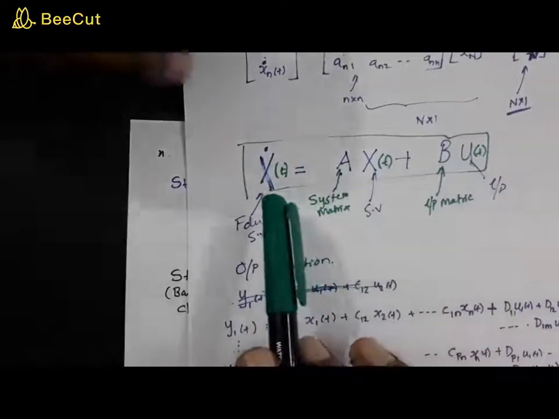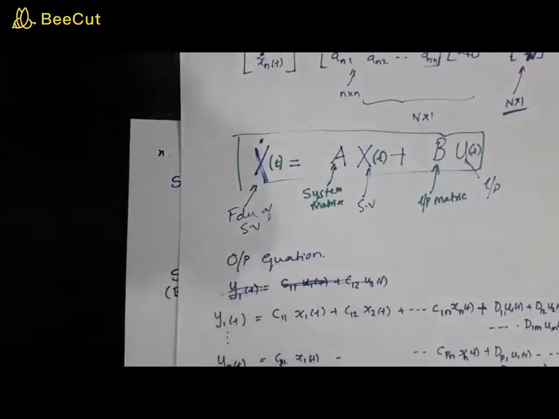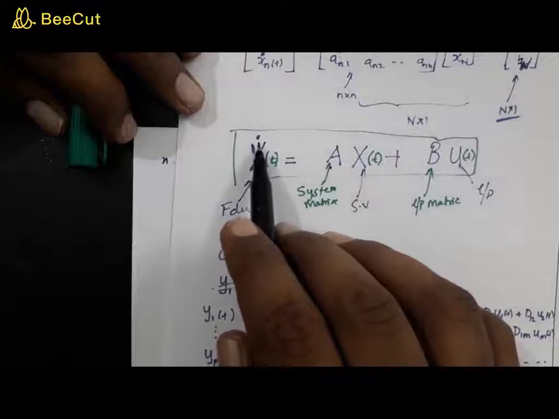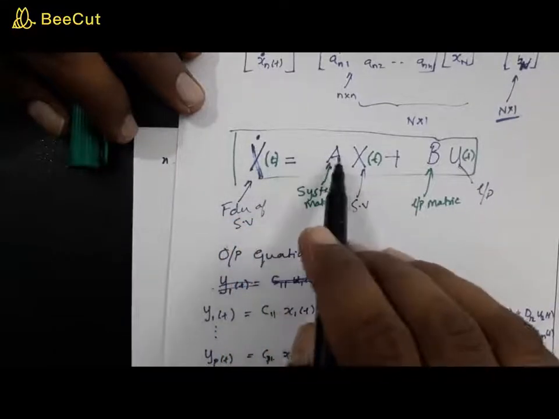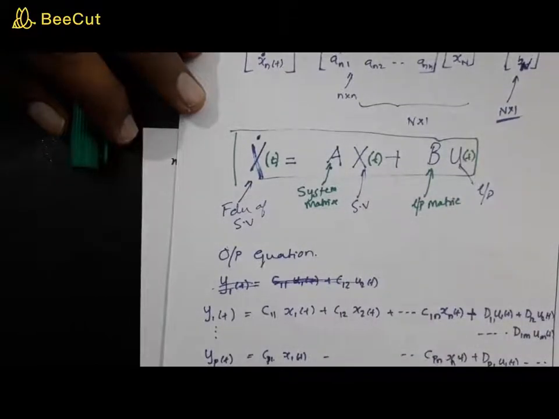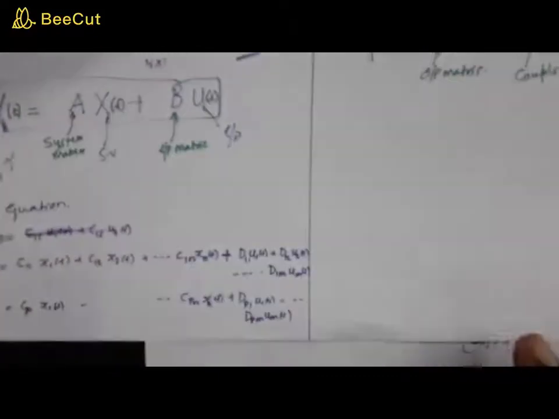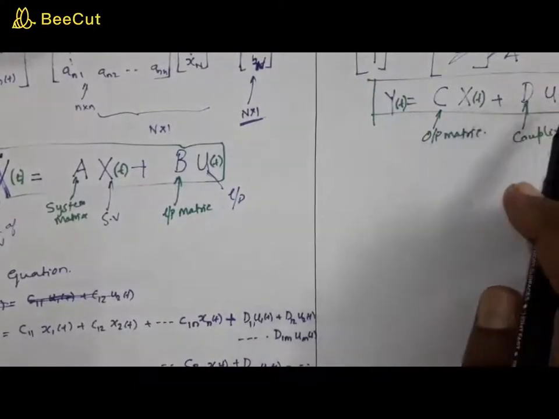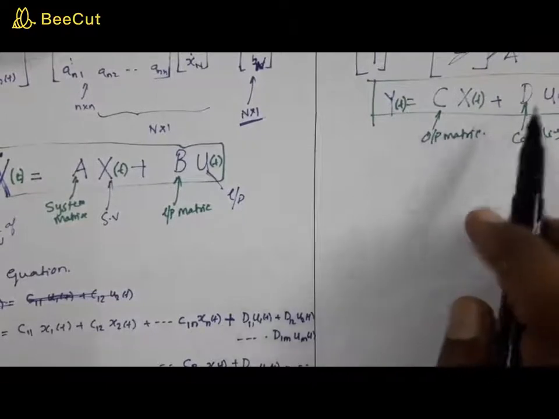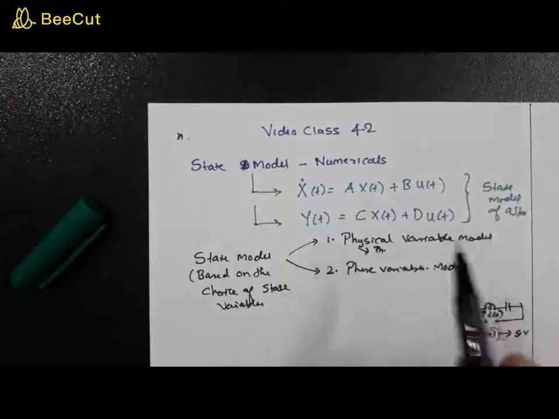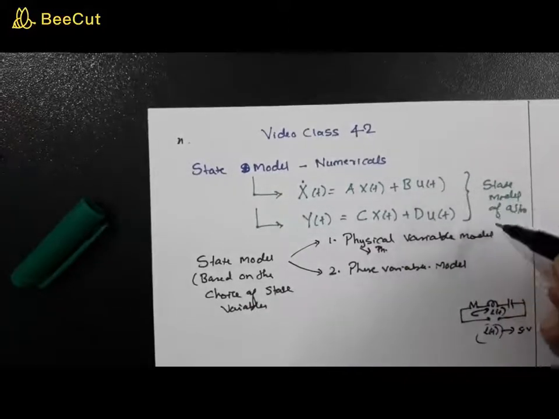Anyway, all these functions are functions of time. So you can represent that x dot of t is equal to A times x of t plus B times u of t, where A is the system matrix and B is the input matrix. Similarly, you can have the output equation of the form y of t is equal to C times x of t plus D times u of t, where C is the output matrix and D is the coupling matrix. So I've rewritten this again. This set of equations is called the state model of a system.